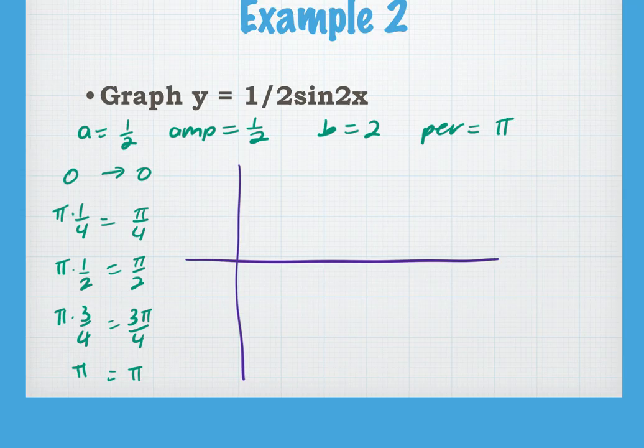So I'm going to mark 0, I'm going to mark pi over 4, I'm going to mark pi over 2, I'm going to mark 3 pi over 4, and I'm going to mark pi. 5 total key points. My amplitude is a half, so if this is 1, then I need to see a half. If this was -1, then I need to see -1/2. And then because it's sine, we're going to start at 0. We're going to go up to a half. We're going to come back down, go down to -1/2, and come back up to 0.